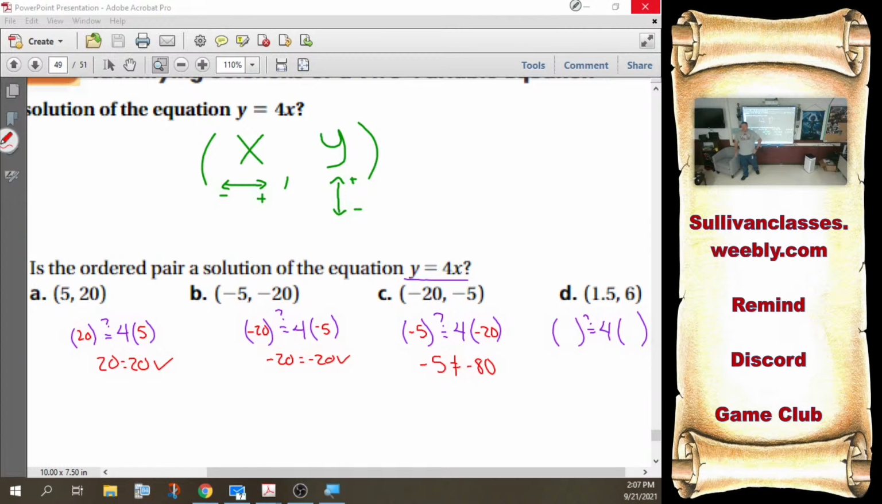Negative 5 is not 80. Owing someone $5 is not owing someone $80. Okay?